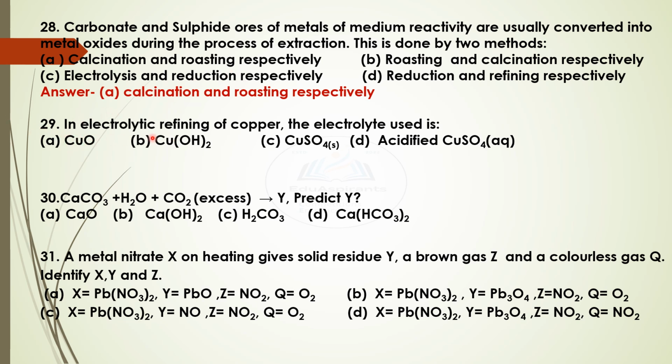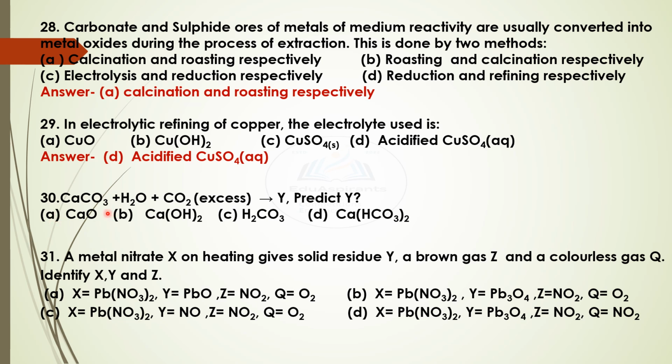29. In electrolytic refining of copper, the electrolyte used is copper oxide, hydroxide, sulfate, or acidified copper sulfate aqueous. Answer is D, acidified copper sulfate aqueous.